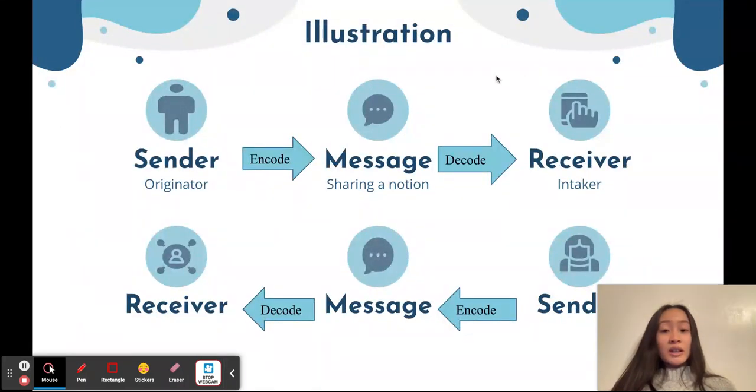This is an illustration of the interactive model. A sender encodes a message and a receiver must decode it, vice versa.